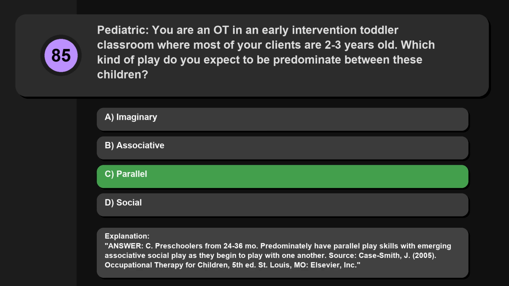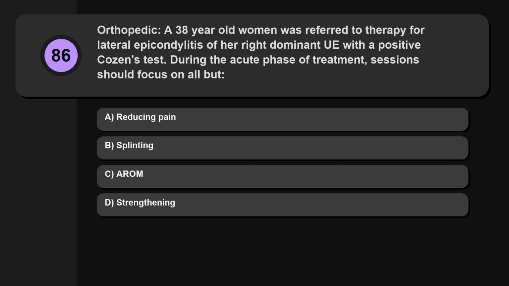Parallel. Answer C. Preschoolers from 24 to 36 months predominantly have parallel play skills with emerging associative social play as they begin to play with one another. Source: Case-Smith, J. 2005. Occupational Therapy for Children, 5th edition, St. Louis, Missouri, Elsevier Incorporated.